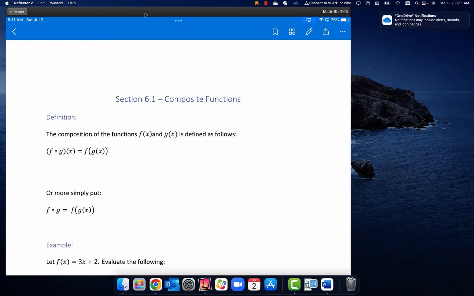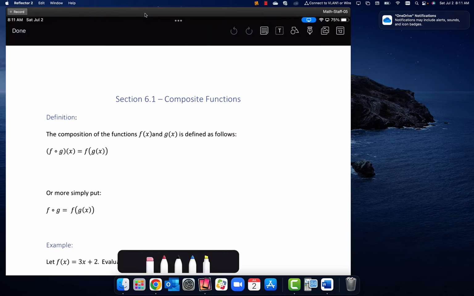A composite function is defined in this manner. (f∘g)(x) equals f of g of x. This symbol looks like just an open circle. We're going to pronounce that "of." So we're just saying f evaluated at g of x, or f of g of x.